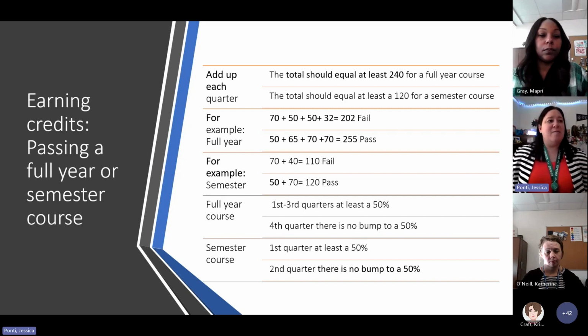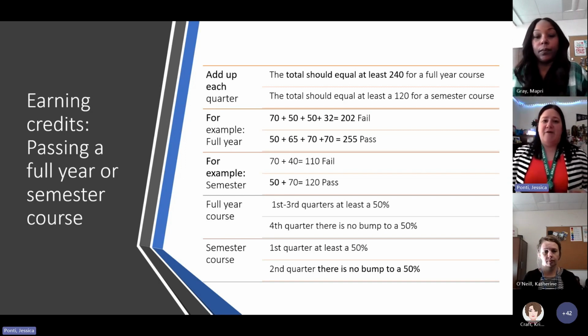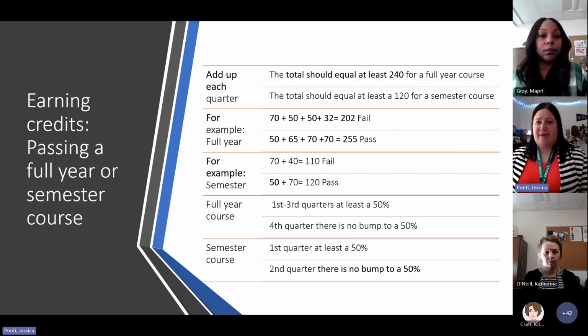So right now, some of you may have noticed for a full year course, or a semester course, your grade may have bumped up to a 50. So what that means is for full year courses, for the first 3 marking periods of the year, if you end up with a grade that is below a 50, your final end of the quarter grade, your marking period grade is less than a 50, it will be bumped up to a 50.